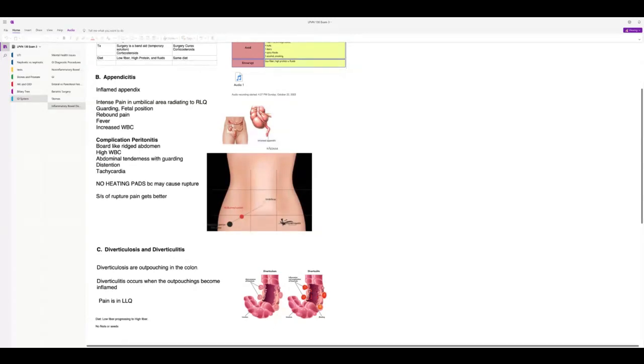Diverticulosis and diverticulitis. Diverticulosis can happen as we age. It's outpouching in the colon, and diverticulitis occurs when the outpouchings become inflamed. That could happen due to something they ate that got caught in there. So they need a diet low fiber, progressing to high fiber, if they have a flare up. No nuts and seeds. All right, what else do you think you guys need?